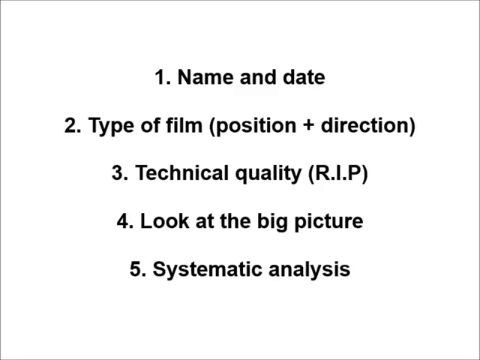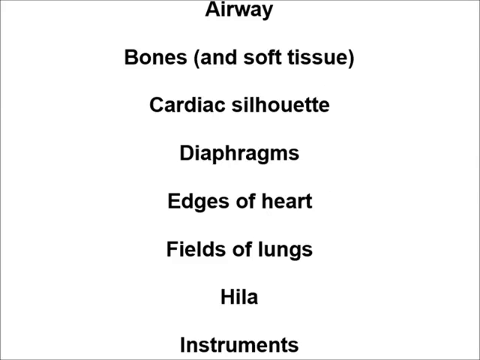4. Look at the big picture and take note of any obvious abnormalities. And 5. A systematic analysis using the A, B, C, D, E, F, G, H, I approach. A. Check the airway is central and patent. B. Check the bones for fractures or lesions, and also check the soft tissues around. C. Check that the cardiac silhouette is not abnormally enlarged. D. Check the diaphragms are visible, dome-shaped, and that the angles are intact. E. Check that the edges of the heart are clear.